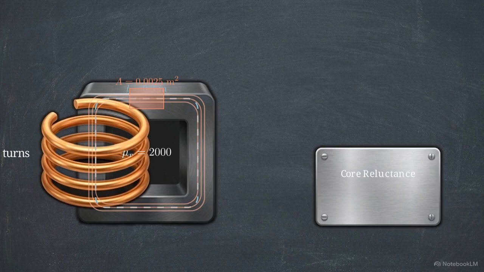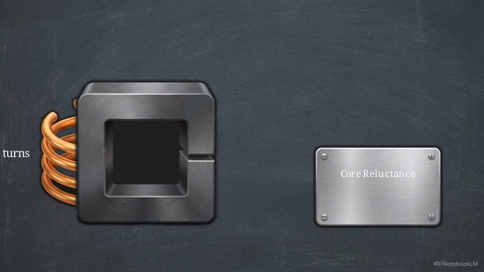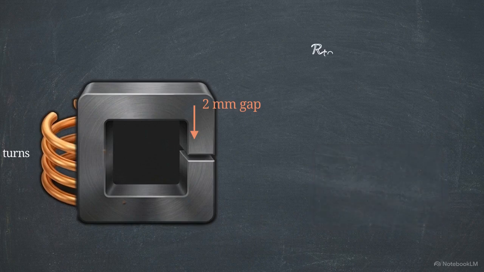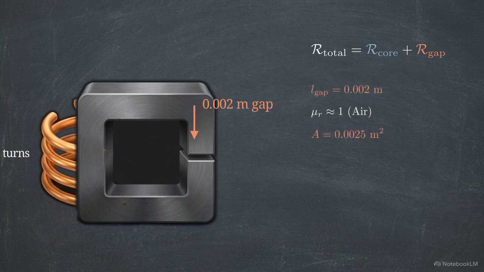Now, let's cut a tiny 2 mm air gap into that solid steel block. By breaking the continuous loop, we've created a series magnetic circuit. The total reluctance of the system is now the sum of the steel core's reluctance plus the new air gap's reluctance. Try calculating the gap's reluctance yourself. Remember, the relative permeability of air is essentially 1, and your gap length must be converted to exactly 0.002 meters.